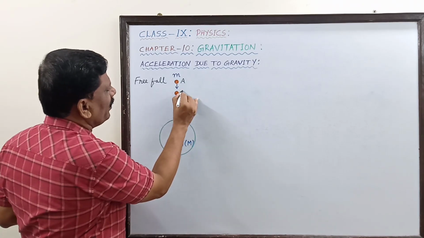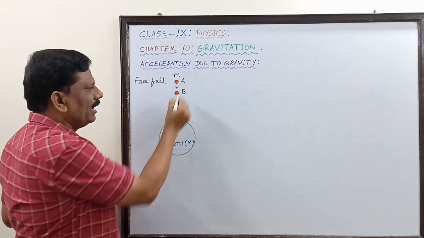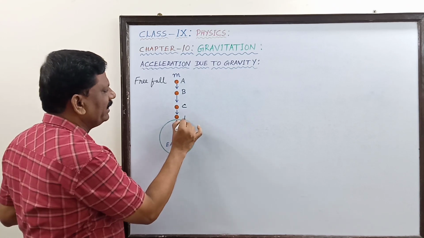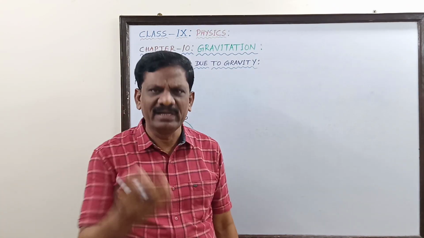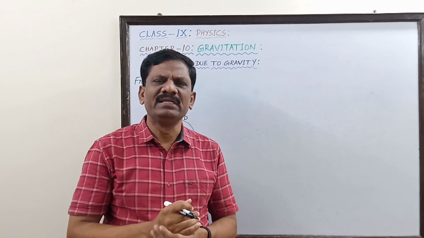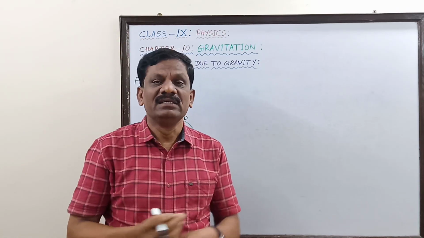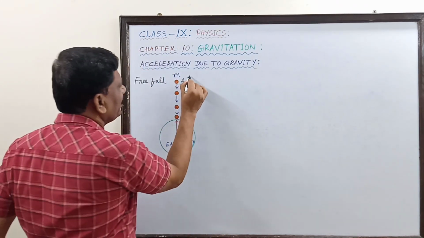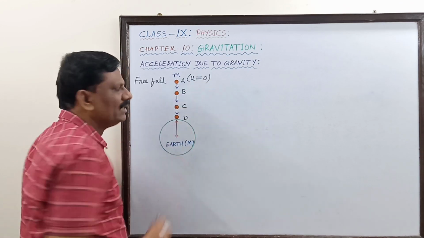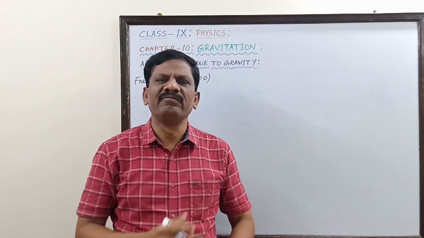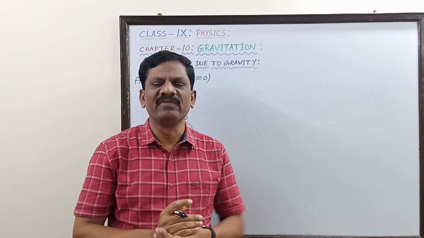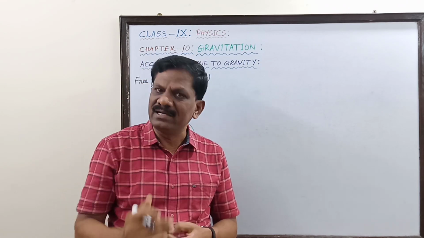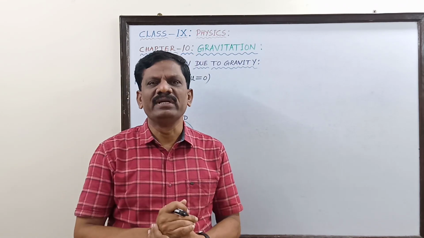So it will cross another point B below A, and then another point C below A and B, and finally it touches the earth at a point D. Let us assume. So what is going to happen? Initially when the stone was at rest, its initial velocity was 0. Its initial velocity u at A must be equal to 0. Then I drop it freely. So it falls freely under the influence of the gravitational force, and as it crosses the points A, B, C, D and all, what will happen to its velocity?